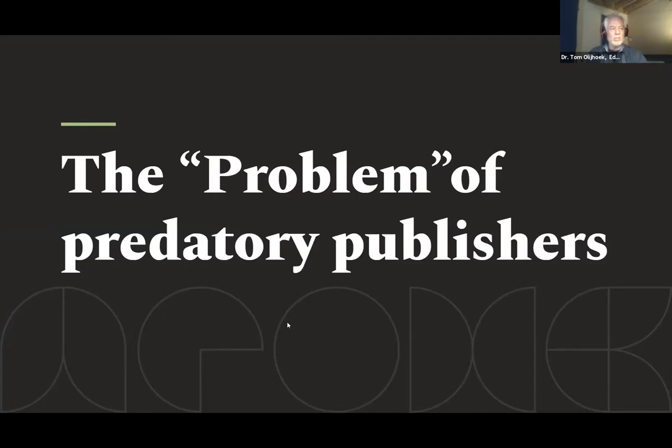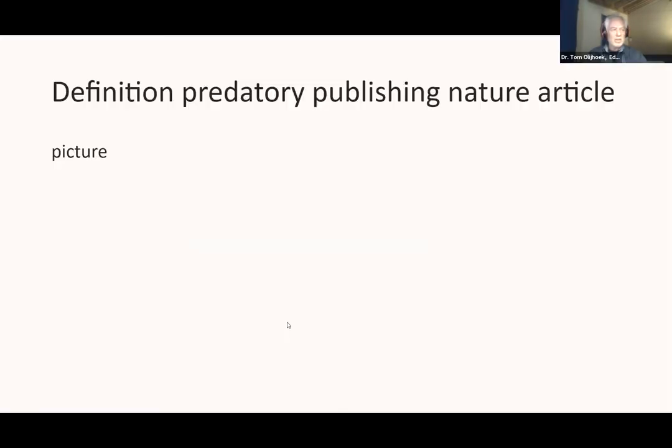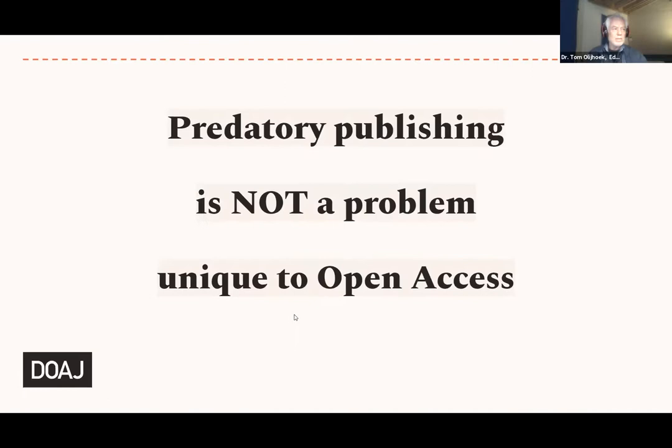Getting to the problem of predatory publishers. Predatory publishing is not a problem unique to open access, because you have to know there are over 100,000 journals in the world, subscription journals, and about 35,000 or 40,000 perhaps of those journals are indexed in Web of Science or Scopus or a reputable indexing service. So what about the other 70,000 or 60,000 units?